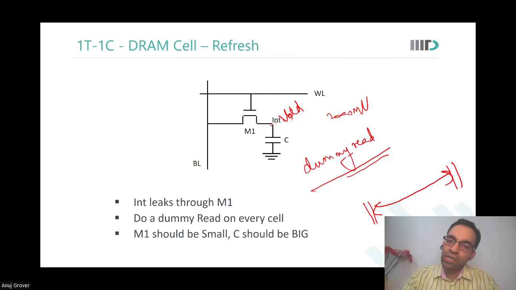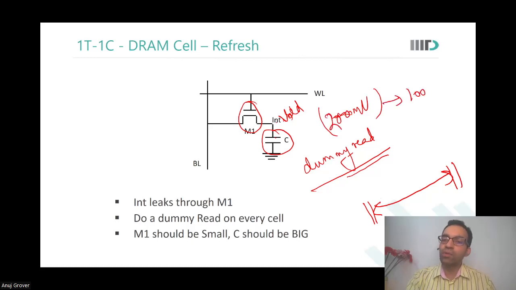For this, you need to reduce the leakage of the INT node. To reduce the leakage of the INT node, there are two ways. First, keep M1 very small. Second, even if you are able to keep M1 small, keep C as big as possible, so that even if some charge leaks out, the dip in the voltage level is not very significant. Instead of 200 millivolts, only a 100 millivolt dip comes. So now you can double the interval between two refresh cycles.